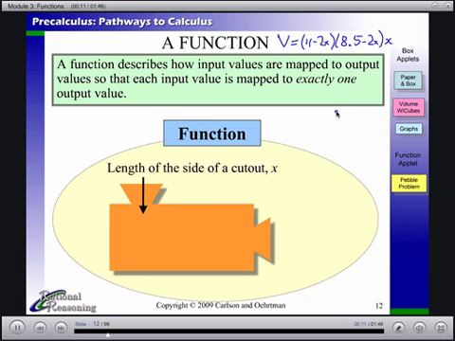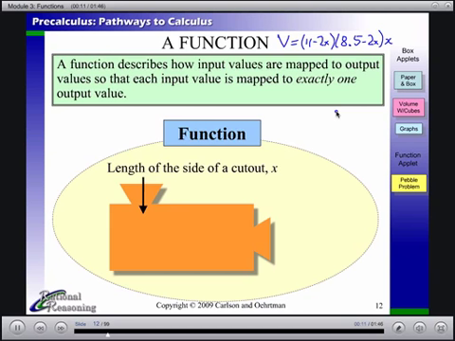Okay? So it's the idea that we can choose lots of different cutout lengths: 1/2 inch, 3 inches, 4.5 inches. And for each one of those, it's giving us a different volume based on the situation. So this is the idea of function. A function describes how input values are mapped to output values so that each input value is mapped to exactly one output value.